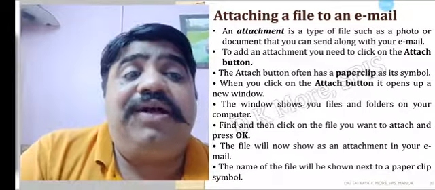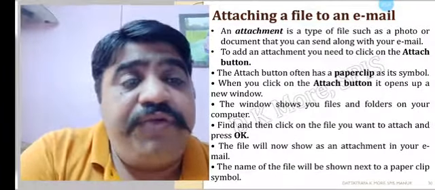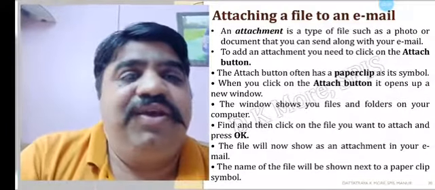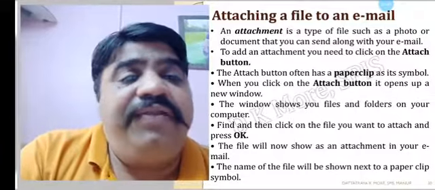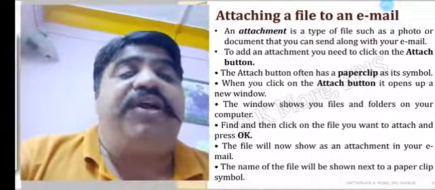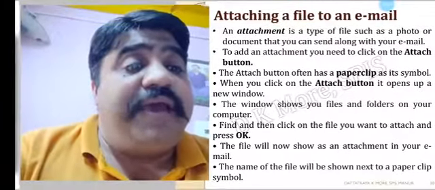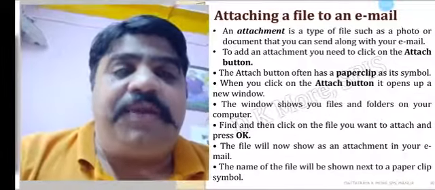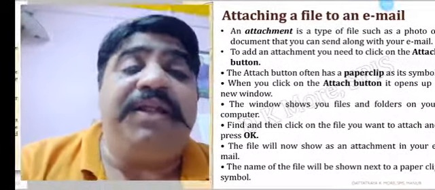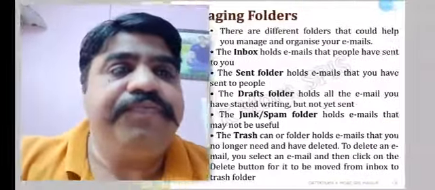When you click on the attach button, it opens up a new window. The window shows you files and folders on your computer. Find and click on the file you want to attach and press OK. The file will now show as an attachment in your email. The name of the file will be shown next to the paperclip symbol. It means your file is attached.